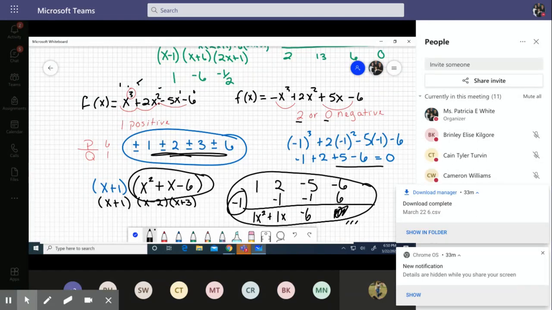Yes? Do you have to do synthetic division? Because I don't remember doing that in high school. I just remember trying literally everything until you got it, which takes a long time, but I don't remember doing synthetic division.